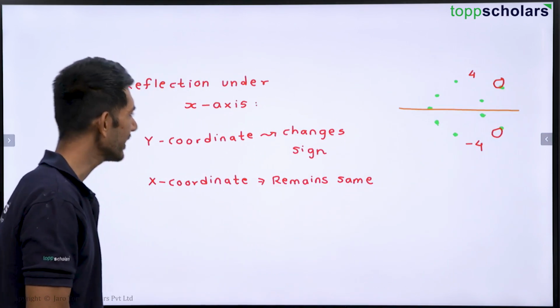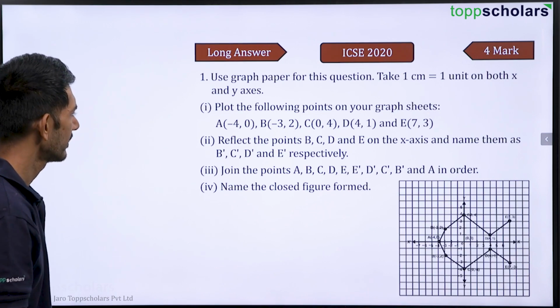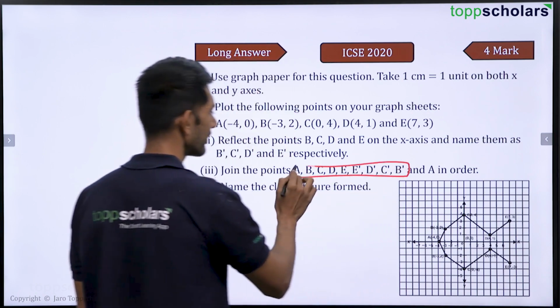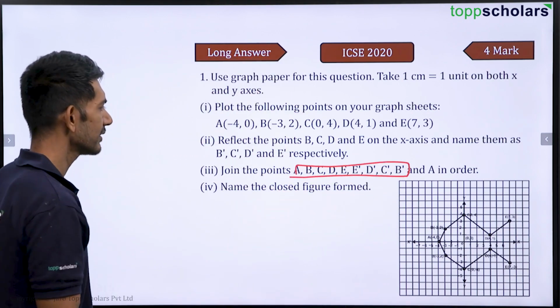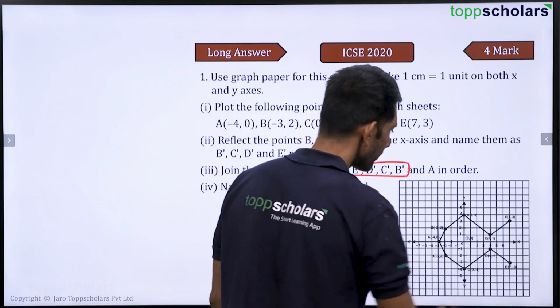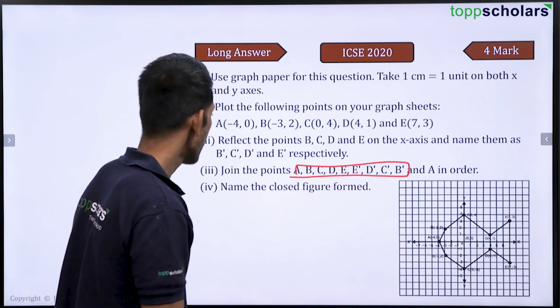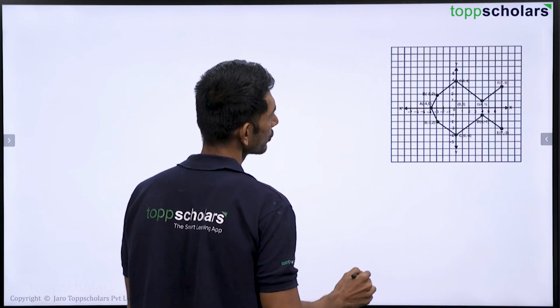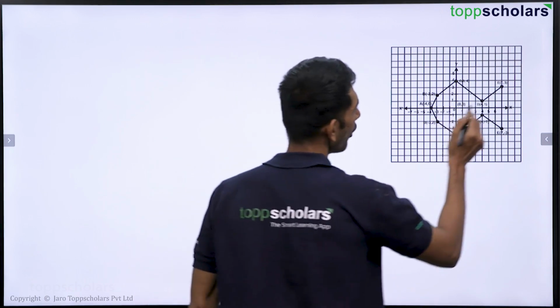This you know now, right? Okay. Now they are saying join the points. So just join everything. So that's it. Just join it. And then we are supposed to name the closed figure. Now understand, this is an important question. Name the closed figure formed. So to name it, firstly, how many sides are there?